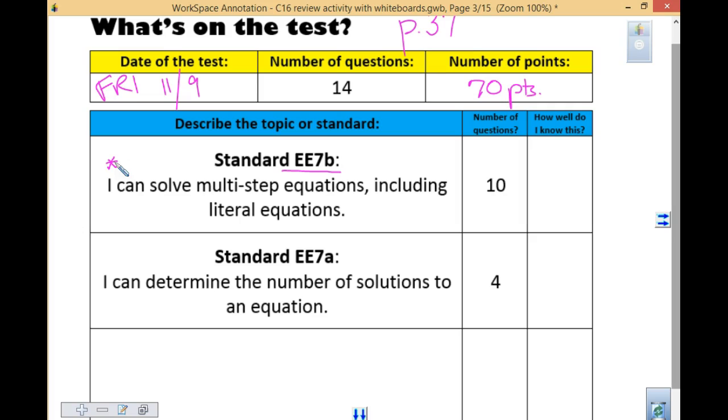What are those 10 questions? How many points are they each worth? Well, there's 10 questions. The questions are anywhere from 5 to 6 points each. This is a total of 52 points of the test. This is a big standard for us. That's 52 points on the test out of the 70, which means this is my other 18 points, right?